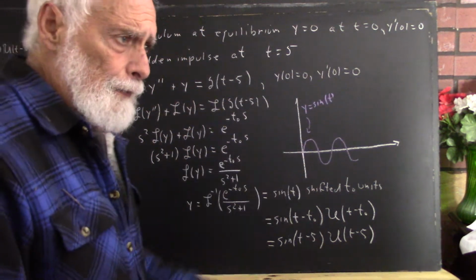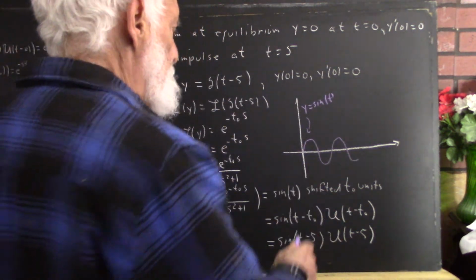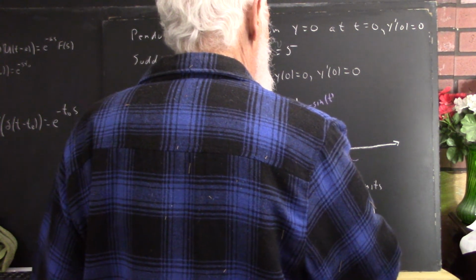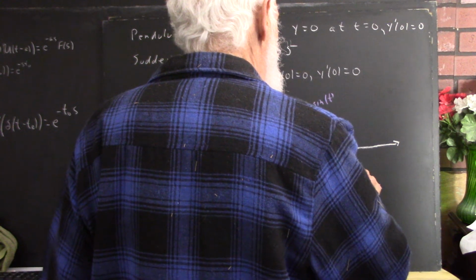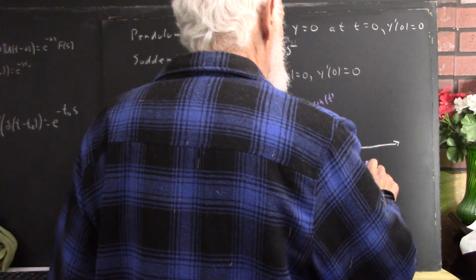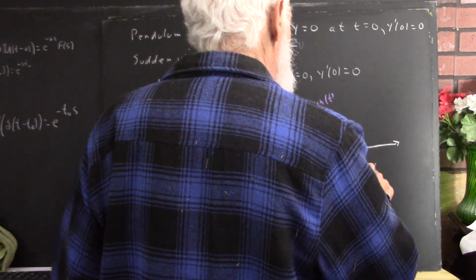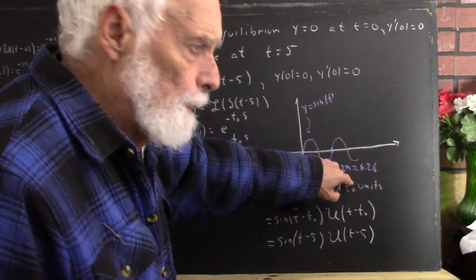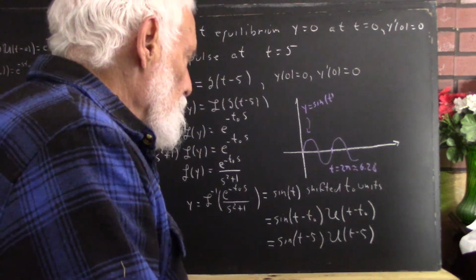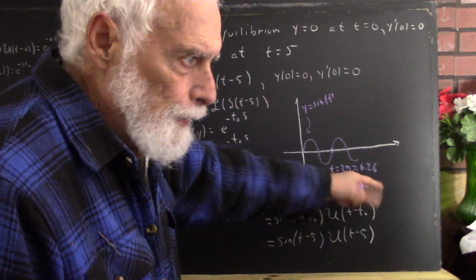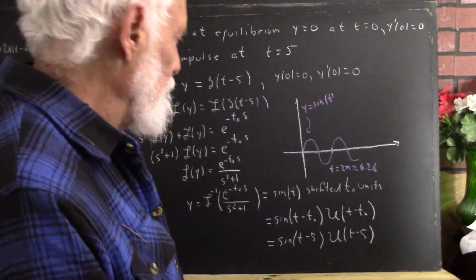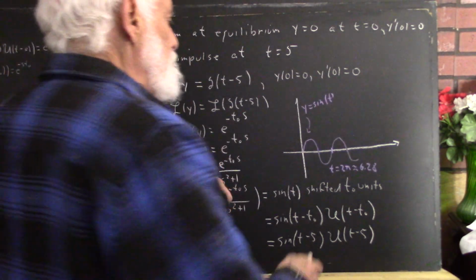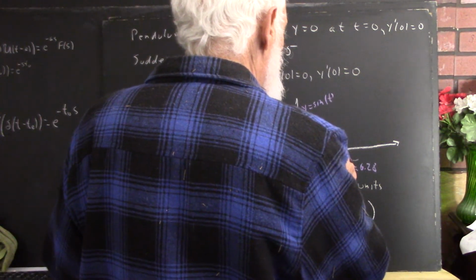The graph of the sine function has a period of 2 pi. So right here is the sine of 2 pi, t equals 2 pi, which is about 6, a little more than 6. And 6.28 on the scale of this graph is way too many significant figures. It's about 6. So t equals 5 is probably about here.